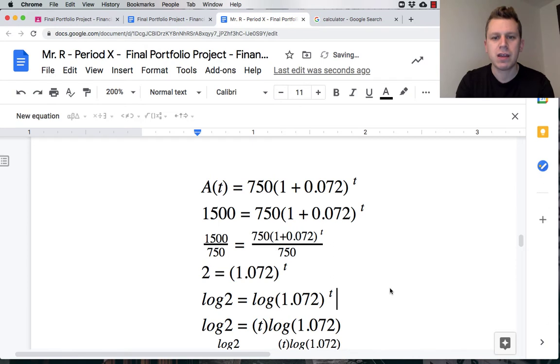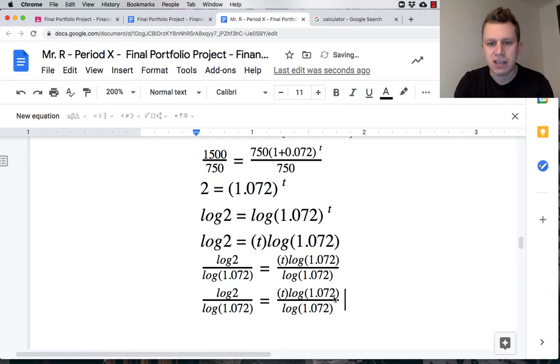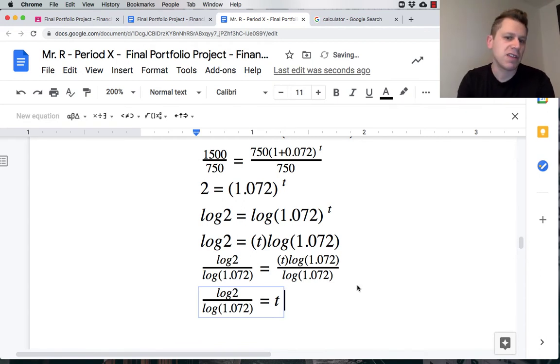That's a beautiful thing. That's where that came from. Great. What's left here is the right-hand side, you could probably see is going to cancel. The log 1.072 and the log 1.072. I'm just left with t. Here I have something that just goes in the calculator. Log of 2 divided by log of 1.072.